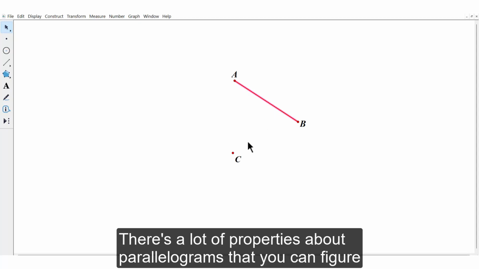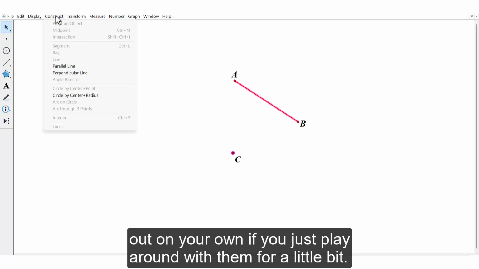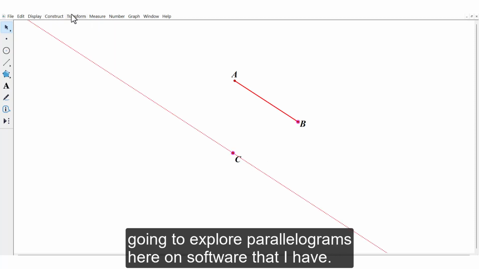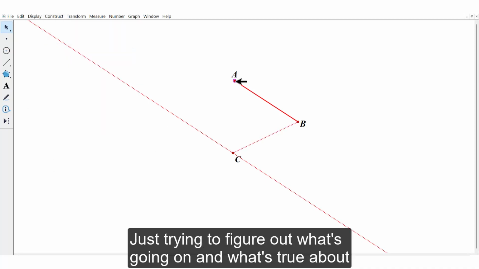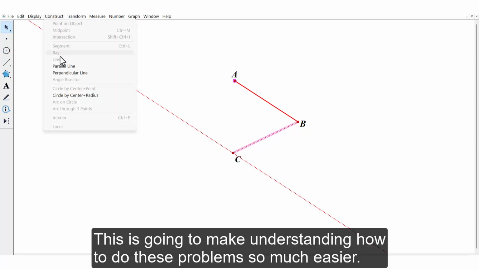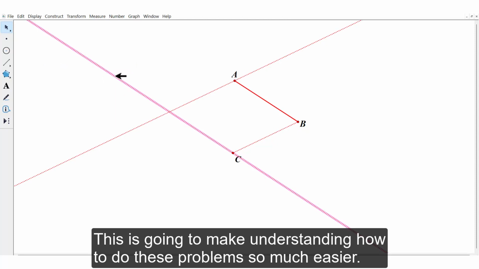There's a lot of properties about parallelograms that you can figure out on your own if you just play around with them for a little bit. In order to be able to show you what I'm talking about, we're going to explore parallelograms here on software that I have. Just try to figure out what's going on and what's true about parallelograms and what isn't. This is going to make understanding how to do these problems so much easier.